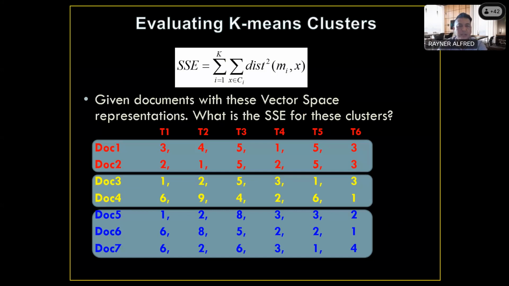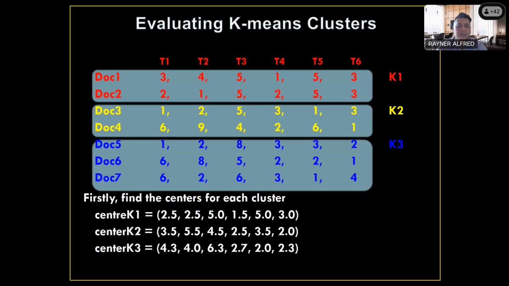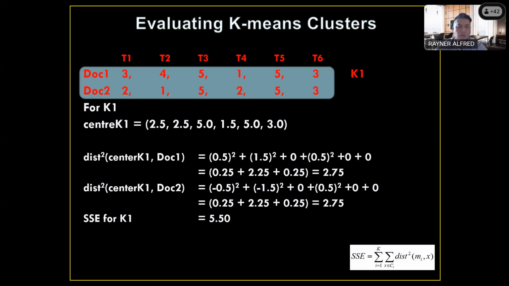So the first step that we need to do is find the center. So how do we find the center? We just simply take the average. Okay, so this is the new center that we have for each of clusters 1, 2, and 3. And now we use the same formula as just now, except this one is different: we take the differences and we square that number.